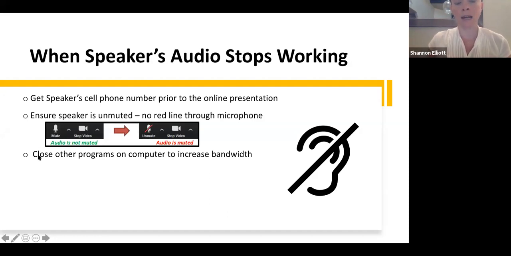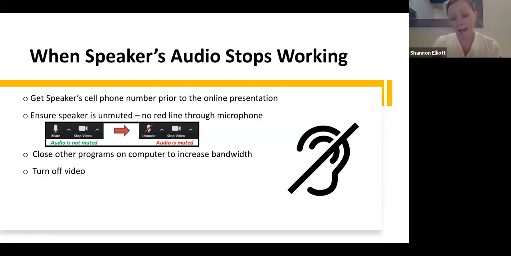So make sure that the speaker is not muted. You can also ask the speaker to close any other unneeded programs on his or her computer to increase bandwidth. Maybe they have Microsoft Word open and a music program open and all these things that aren't needed. Anytime your computer is running many different things at the same time, it can affect the quality of the video and the audio coming through Zoom.